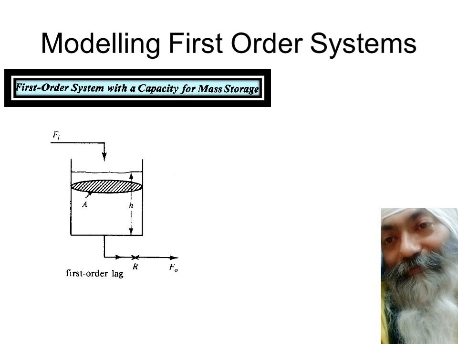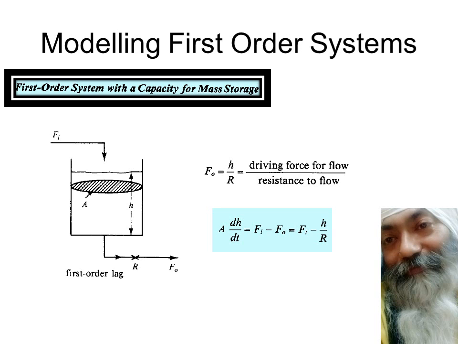So all we have to do is, I've already told you that F naught is equal to H upon R, in which H is the hydraulic pressure, the driving force for the flow, and R is the resistance of the flow, which is supposed to be constant. And what is the mass flow rate? I'm assuming density to be constant. So mass flow rate is same as the volume flow rate. So what is volume flow rate?